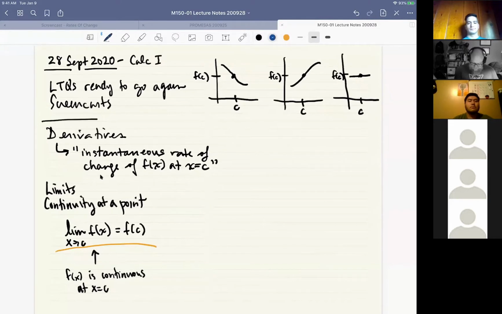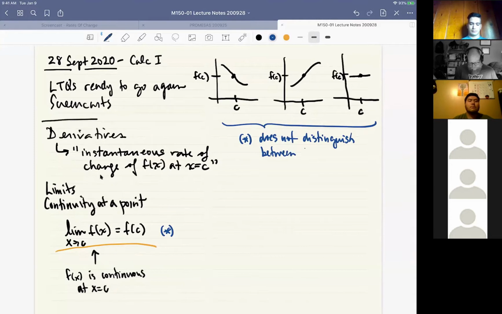And the limit does not distinguish between these. So just from a computation of a limit, you can't tell which one of these three ways your graph looks at the point c. The derivative is going to help us distinguish between these. The derivative is another computation that helps us understand what a function is doing at a point. Is it like this and coming downward? Is it like this and going upward? Or is it like this and staying level? That's a cool thing about the derivative, and that's one of the reasons that we value it.